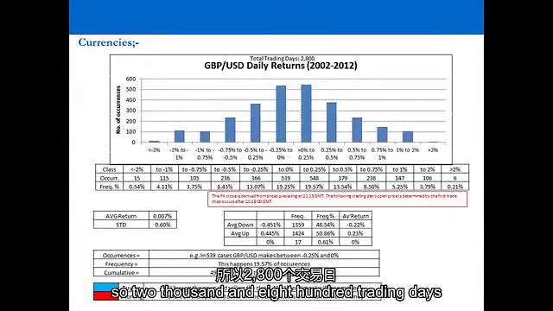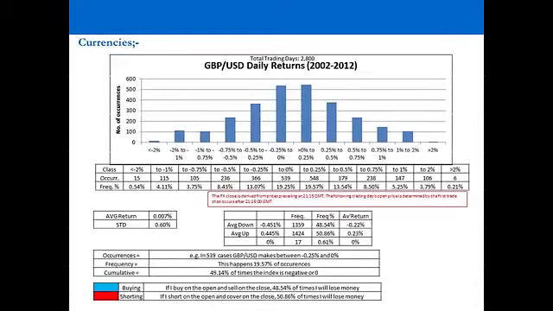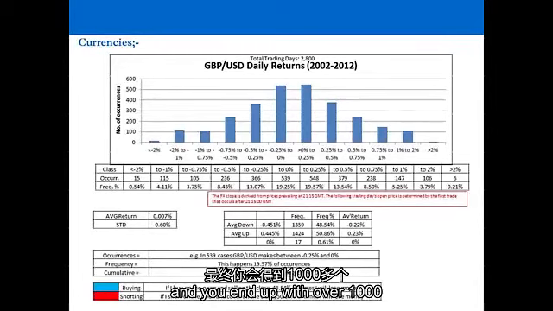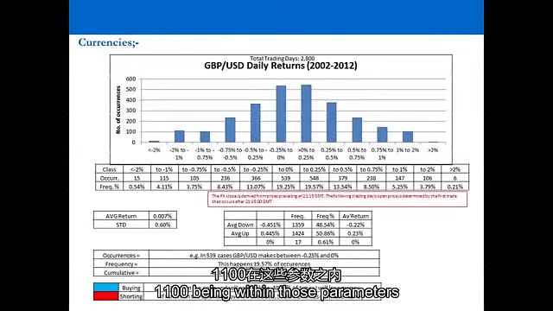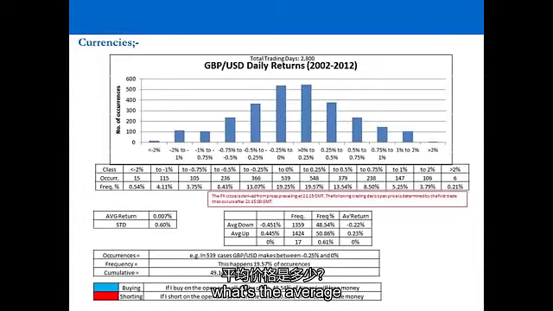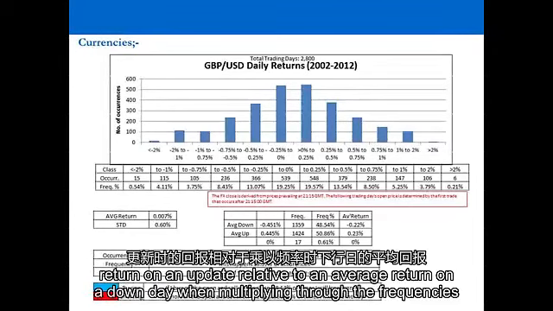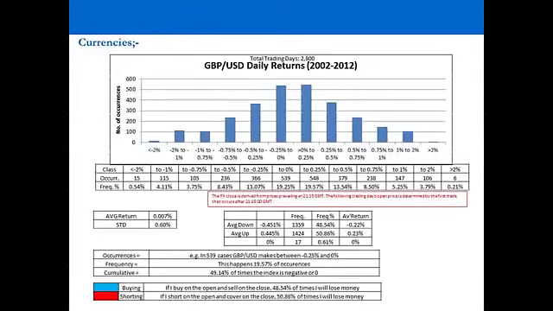So 2,800 trading days. And you end up with over 1,000, 1,100 being within those parameters. What's the average return on an up day relative to an average return on a down day when multiplying through the frequencies? Up 0.23, down 0.22. Down days, 49% of days. Up days, 51% of days.